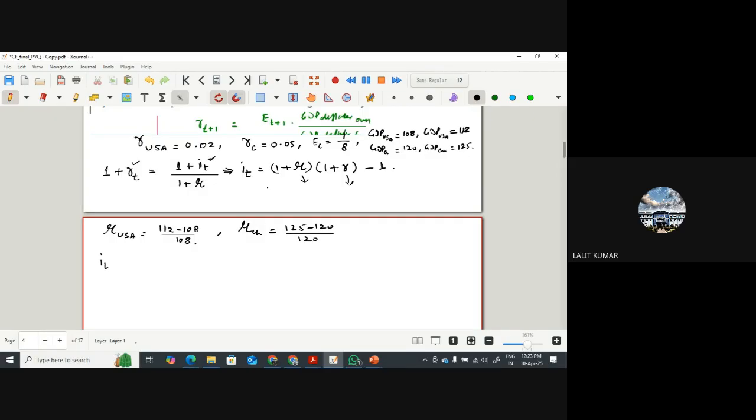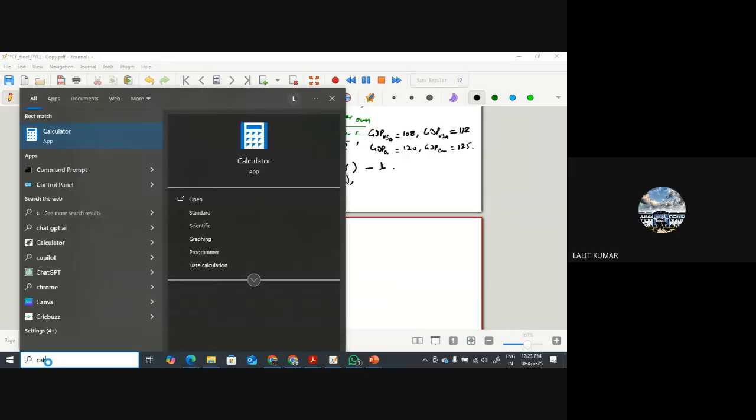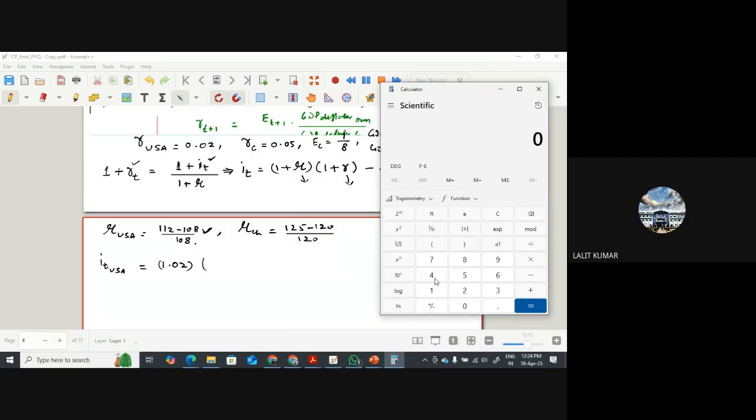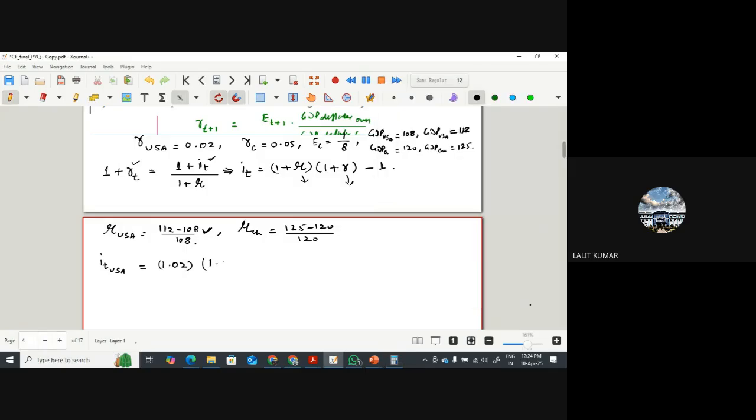So we can get the nominal rate for USA is equal to 1 plus R, that is 1.02. Now this value we have got. Can somebody calculate this? 4 by 108? Quickly. So 4 divided by 108 is equal to this, and this will become 1.037 minus 1. So this will be the nominal rate for USA.